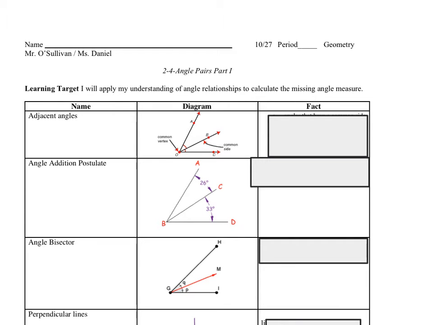Today we're going to be looking at angle pairs. So today's learning target is I will apply my understanding of angle relationships to calculate the missing angle measure. So these are a lot of vocabulary that we're going to be looking at today.